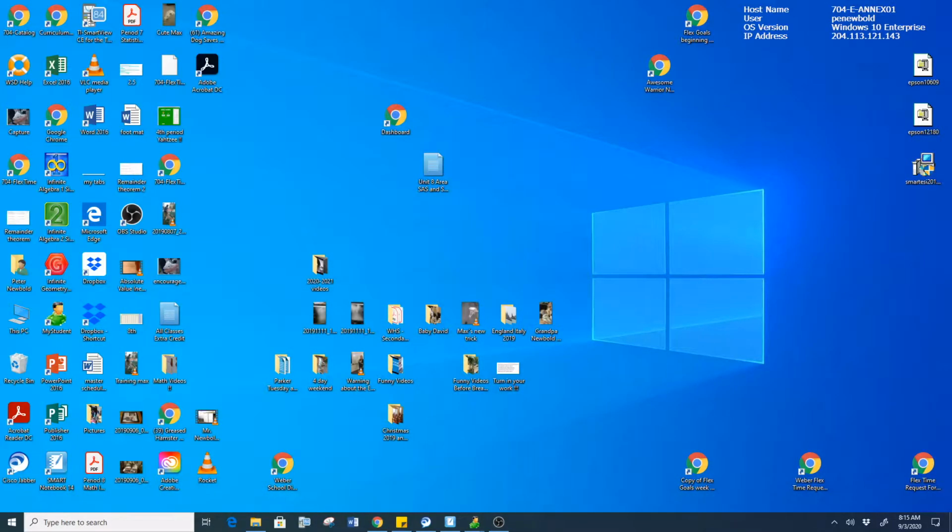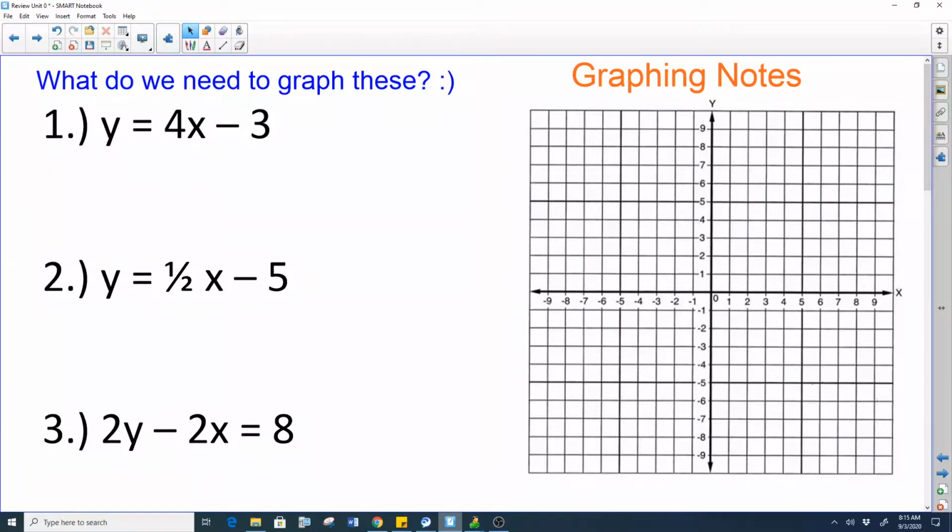Nice. Okay, so what we're doing now is graphing notes today for you at-home learners through the video and then everybody else here in class. Nice. So then, here we go. So what do we need to graph these equations? What do you guys think?